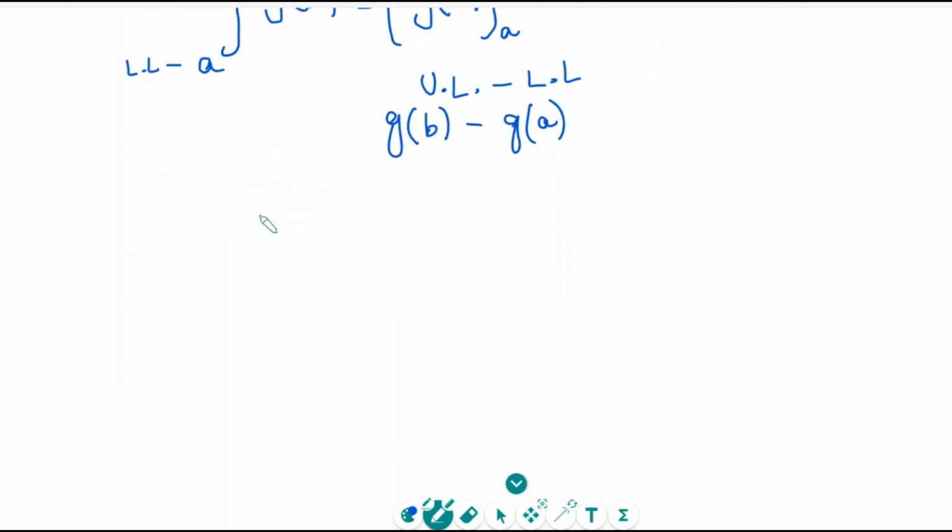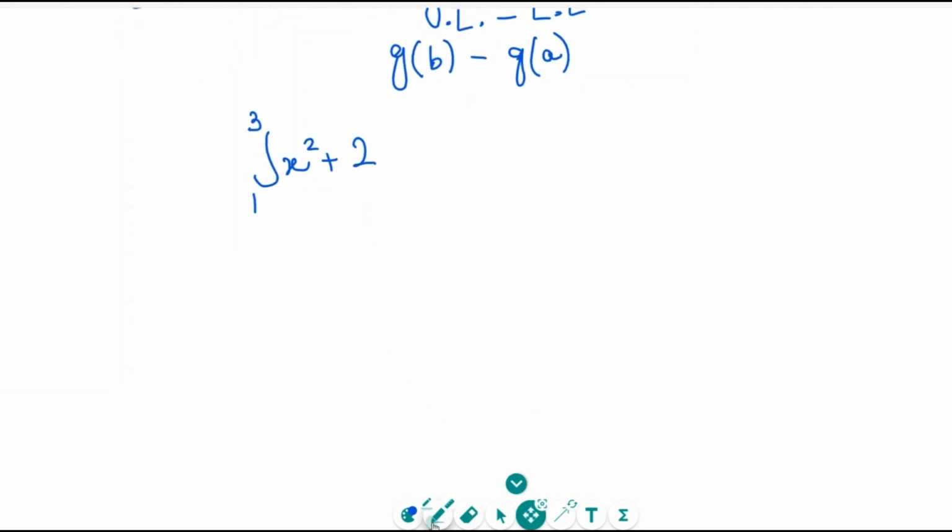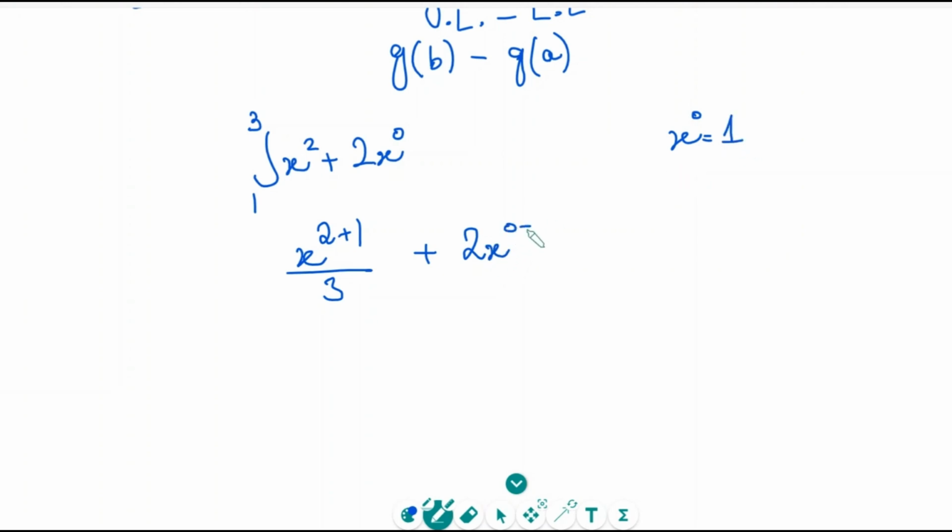Let's say that you've got an expression x squared plus 2 and you have to integrate it, and the limits are 1 to 3. We're going to do the same thing we've been doing so far, integrate them individually. x to the power of 2 plus 1, divided by the new power, which is 3. The 2, if you don't see an x written with it, that means x has a power of 0, because anything raised to the power 0 is 1. So now you're going to do 0 plus 1, which is 1, so divided by 1. This gives you 1 over 3 x cubed plus 2x.